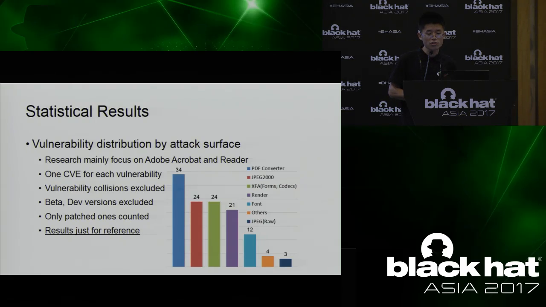And this figure shows the vulnerability distribution sorted by attack surface. Here, the pillars stand for the PDF converter, the JPEG 2000 images, the XFA component, the rendering engine, the font engine, and some other attack surfaces.